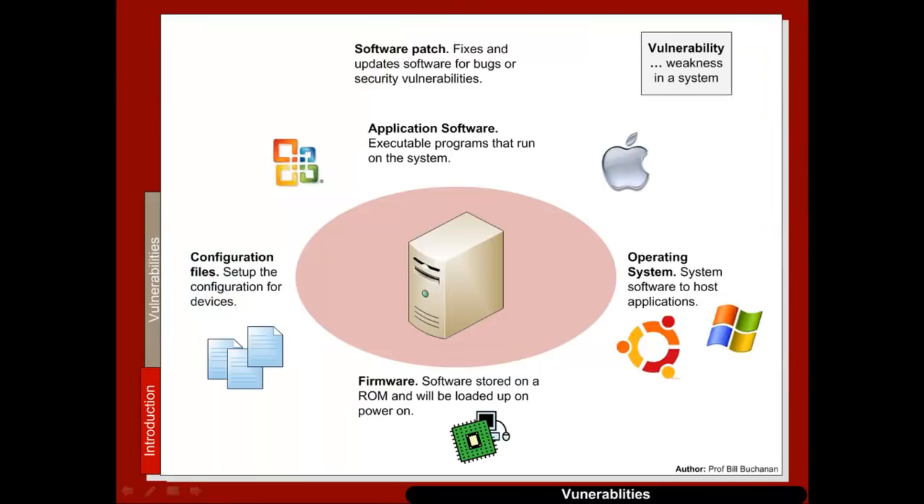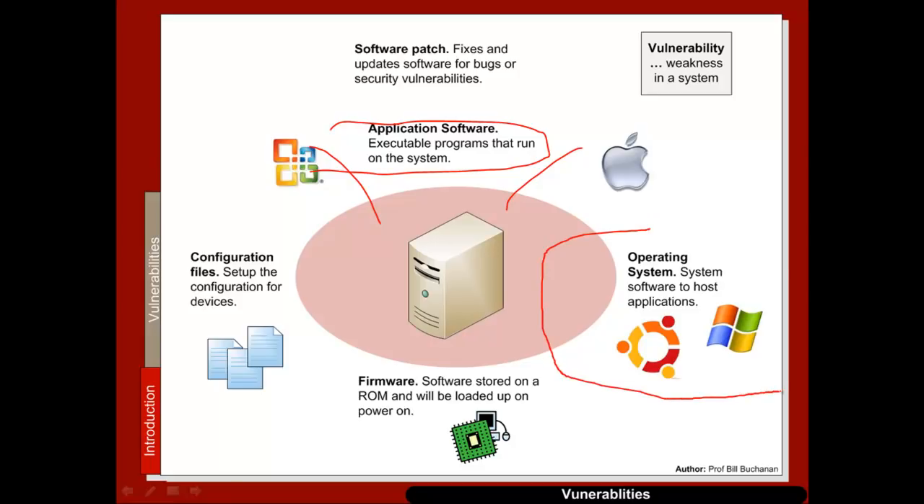Some of the things that might be vulnerable inside a system include the application software itself, and those are the programs that actually run on the system, typically within an operating system. The operating system itself could be vulnerable to certain types of attacks, in this case Windows and Ubuntu here. We can also have configuration files inside the system which will set up devices and the system itself. These could be vulnerable to attack.